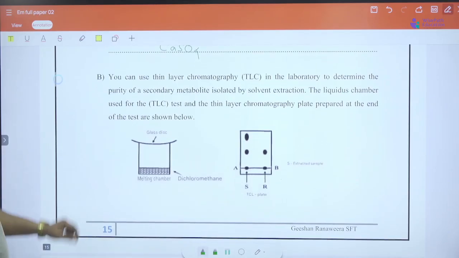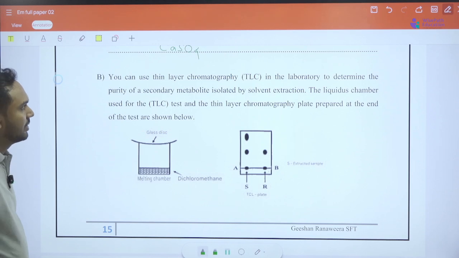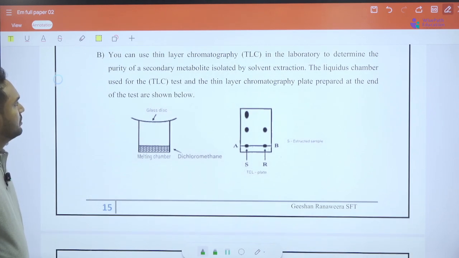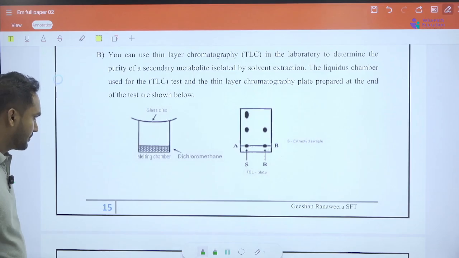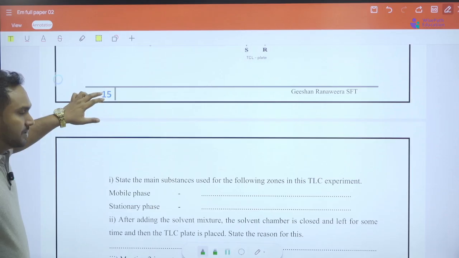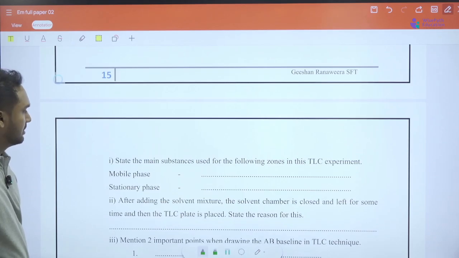You can use thin layer chromatography in the laboratory to determine the purity of a secondary metabolite isolated by solvent extraction. The liquid chamber used for the TLC test and the thin layer chromatography plate prepared at the end of the test are shown below. State the main substance used for the following zones in the TLC experiment.